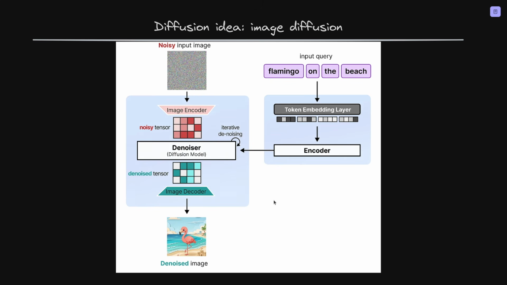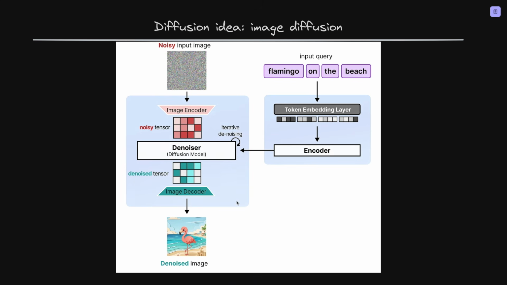Once enough denoising steps are done, the resulting tensor goes through the image decoder, which translates the clean latent representation back into actual pixel space. And that's our output, an image of a flamingo on the beach.